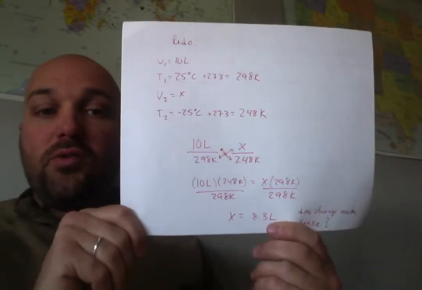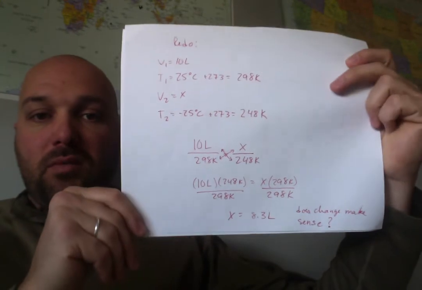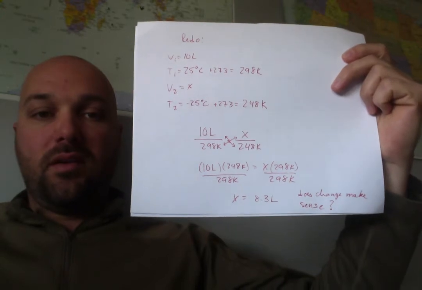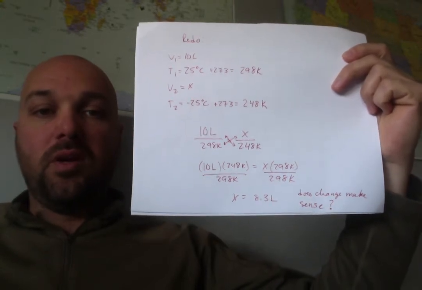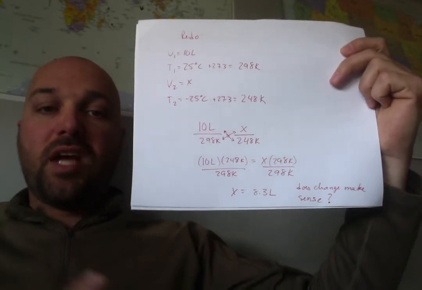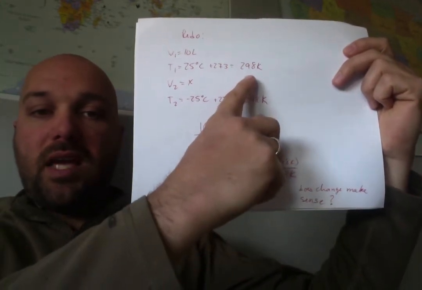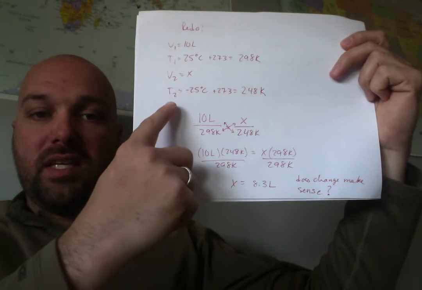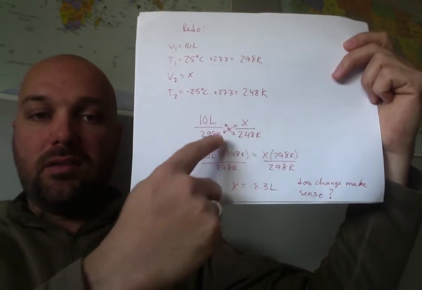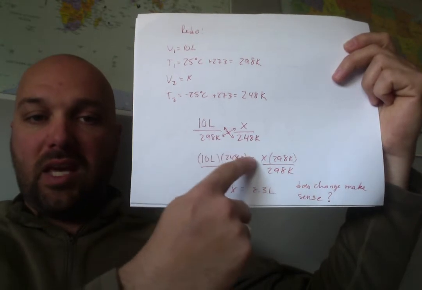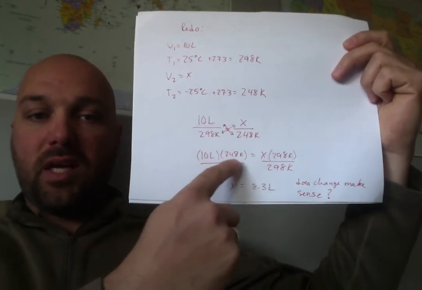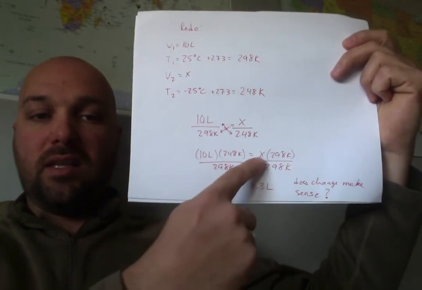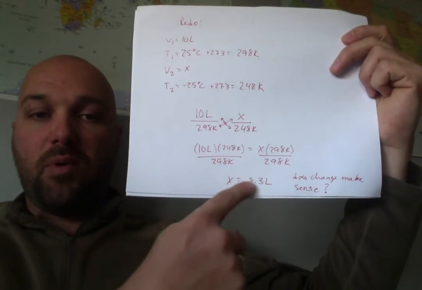So now let's redo that calculation. So if we redo it, we have our same parameters: volume 1, temperature 1, volume 2 is our unknown, temperature 2, negative 25 degrees Celsius. But we change it over, and we end up with 298 Kelvin for T1 and 248 Kelvin for T2. Now we plug that into our equation, we do our math, we do the cross multiplication, we get 10 liters times 248 Kelvin equals X times 298 Kelvin. Then we divide both sides by 298 Kelvin to isolate our variable, and we end up with 8.3 liters.